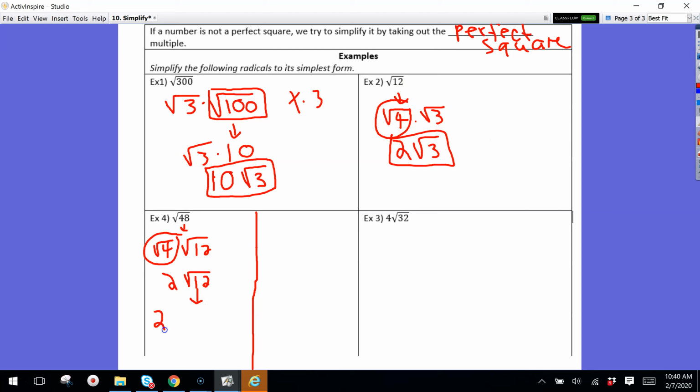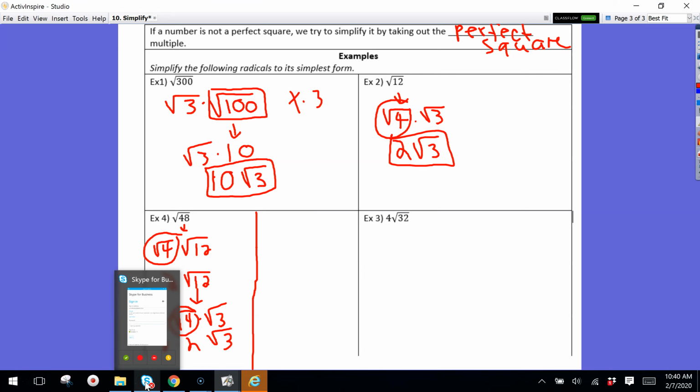So this is again 2 times the square root of 4 times the square root of 3. The square root of 4 is 2, so I can make that into a 2. It comes out of the square root. Now, because it came out of the square root, I can multiply this out, and I have here 4 square root 3.